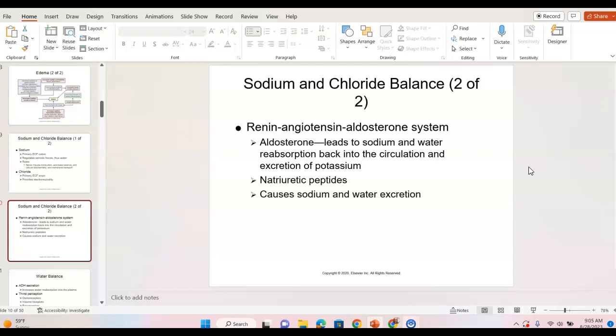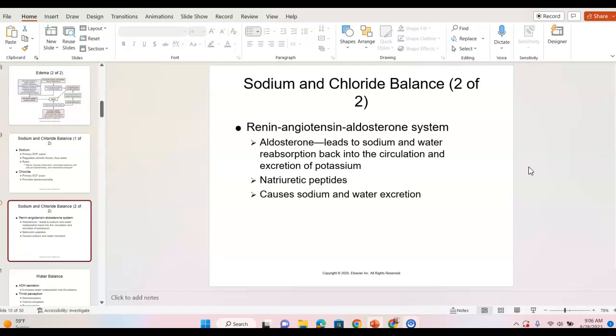If the kidneys sense that there is too little pressure, there are little receptors in the kidney that can sense if blood pressure is getting too low, it will send a signal that goes through the blood. There's a lot of steps to it. We'll talk about it in the future. And eventually it does a couple of things, one of which releases aldosterone. Aldosterone leads to sodium and water reabsorption. Where sodium goes, water goes. If we retain sodium, we will retain water.